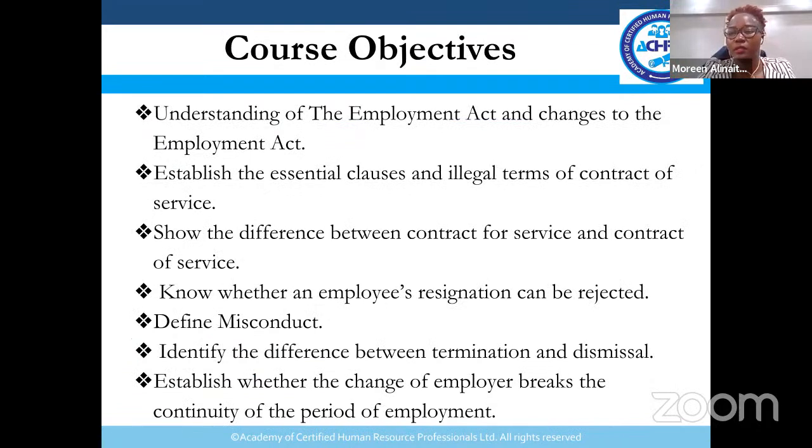So what's the course outline today? What's the objective of this training? At the end of this program, we want to be able to understand the Employment Act and the changes to the Act. Remember, we had an old Employment Act before the new one of 2007. It's been more than 10 years, so many people have got accustomed to the new Employment Act.